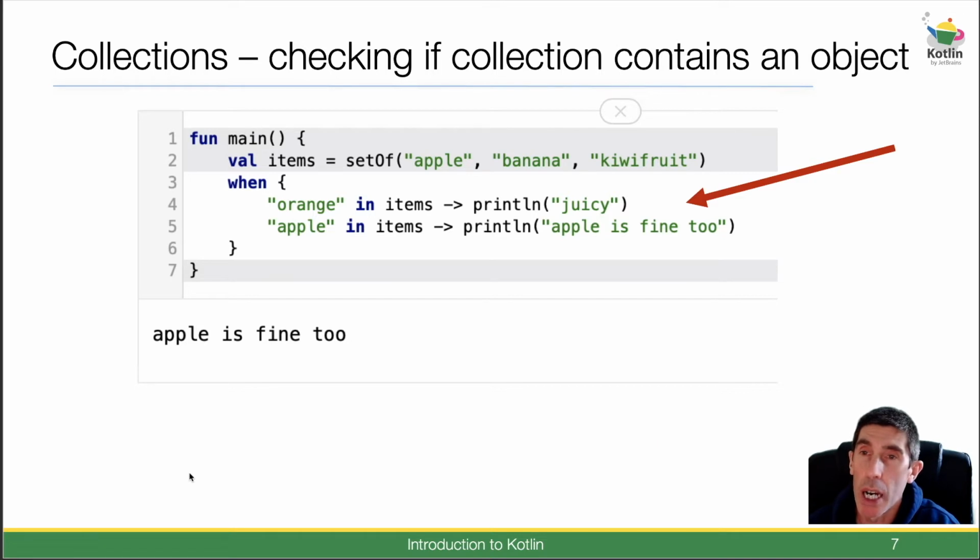What we can also do is check if a collection contains a particular object. So here we have a set using our setOf function. Again, the same val items, just it's a set this time. We can then use our when block to check essentially if or when orange is in items, print that out. Otherwise, when apple is in items, print that out. So quite a neat bit of code there, checking every element in items against that orange or against that apple, and if it matches, then it'll invoke the particular function that we want.